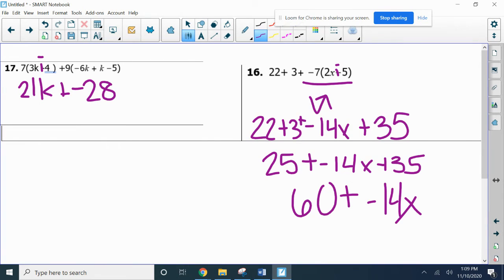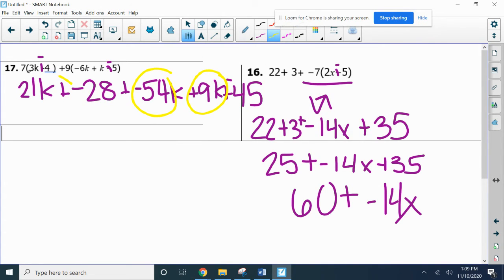And then we're going to do the same thing for our second parenthesis. So 9 times negative 6k is going to be negative 54k. 9 times 1k is 9k. And then 9 times a negative 5 is a negative 45. All right, so 21k, negative 54k, and 9k.